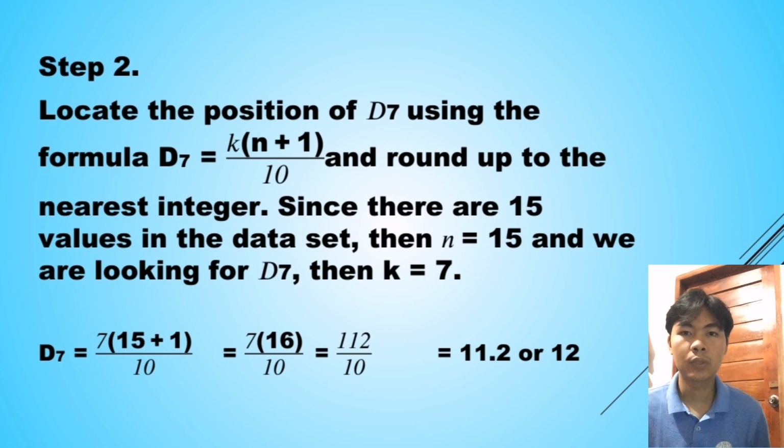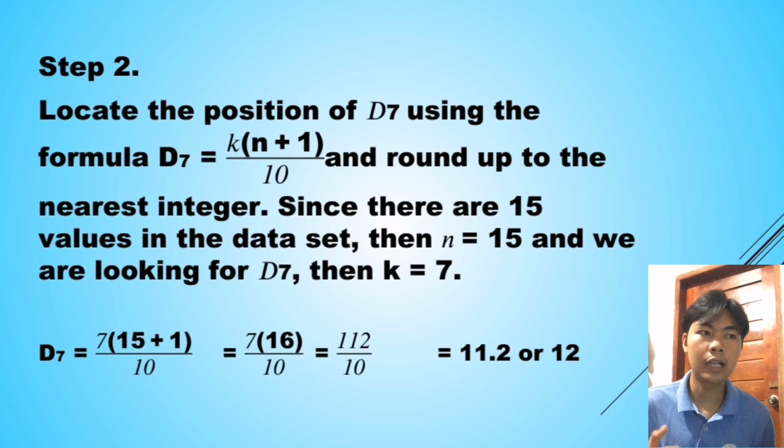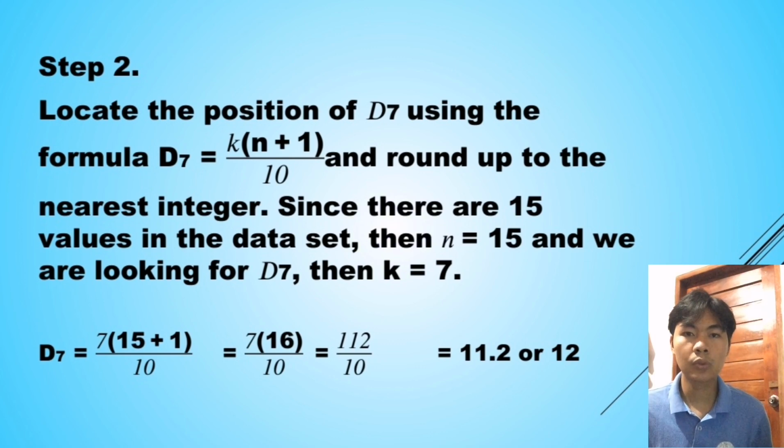So 15 plus 1 is equal to 16, right? So 7 multiplied by 16 over 10. Magiging sagot natin is 112 over 10. So kapag dinivide natin ang 112 by 10, magiging 11.2 yung sagot natin. And palagi nating tatandaan that we need to round up to the nearest integer. So from 11.2, makukuha natin ang 12.